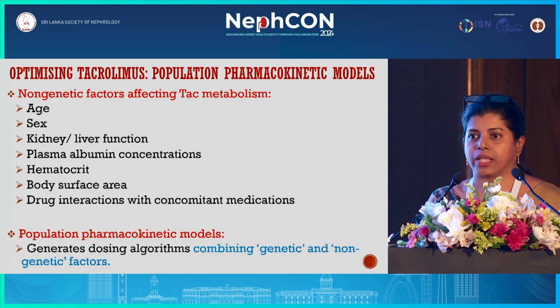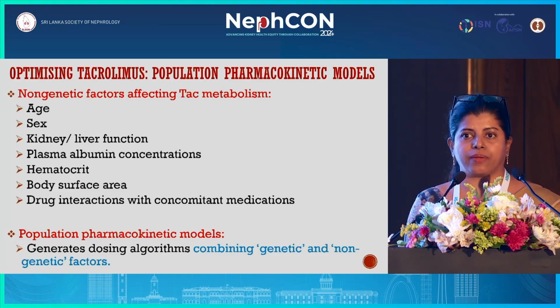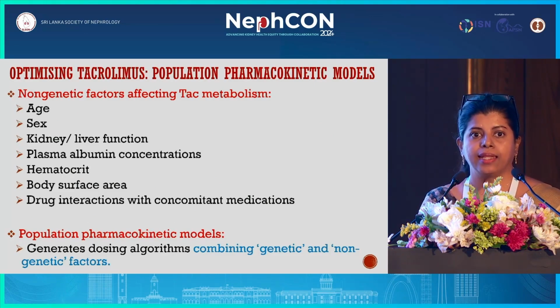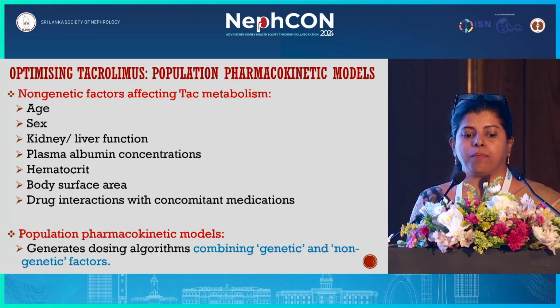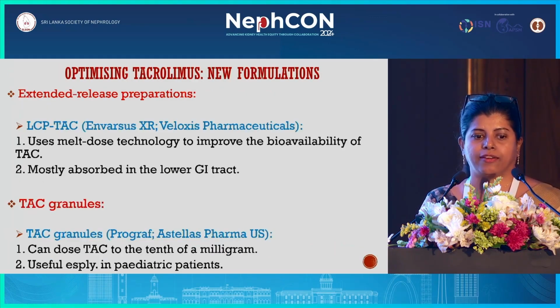What about non-genetic factors? There are a lot of non-genetic factors that can affect drug handling, like age, sex, kidney or liver function, plasma albumin concentrations, hematocrit, body surface area, or concomitant medications. Population pharmacokinetic modeling generates dosing algorithms that combine both genetic and non-genetic factors.